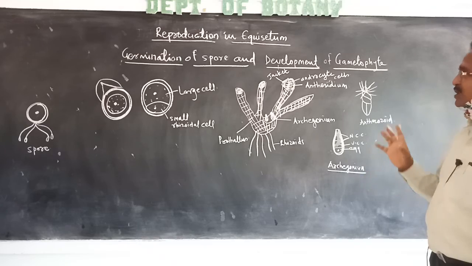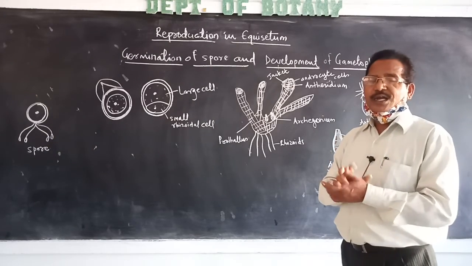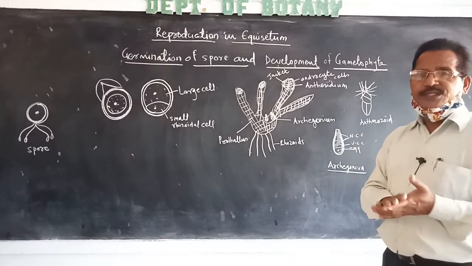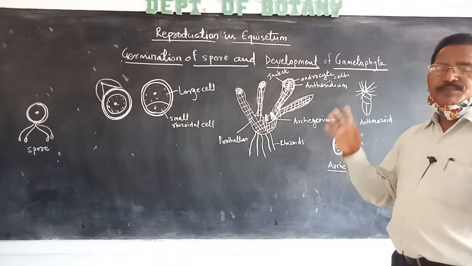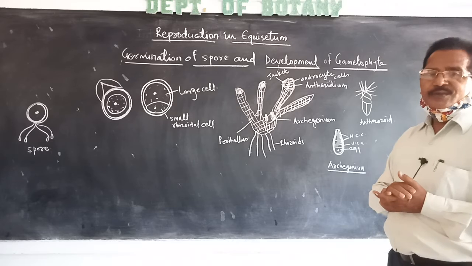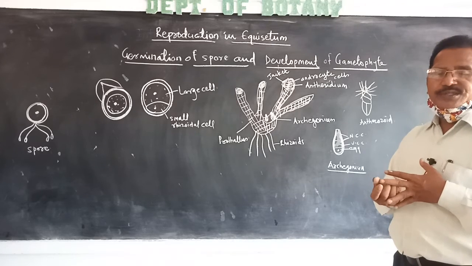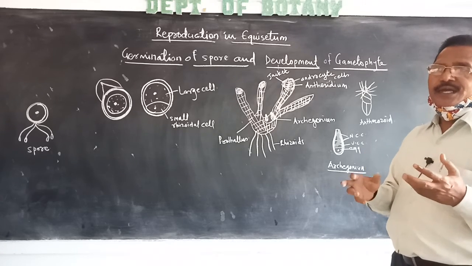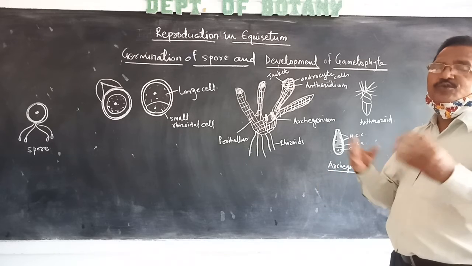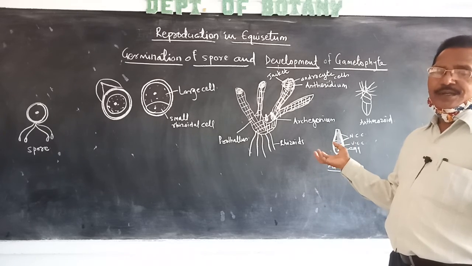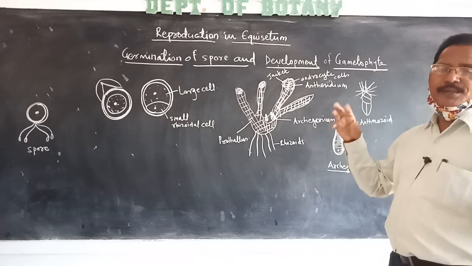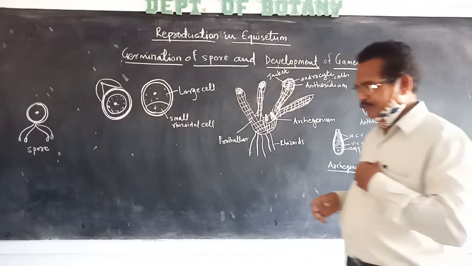The species are generally monoecious or homothallic. Monoecious means male and female sex organs develop on the same prothallus, while in dioecious, male sex organs and female sex organs develop on two different prothalli. Means there are different male plants and different female plants.